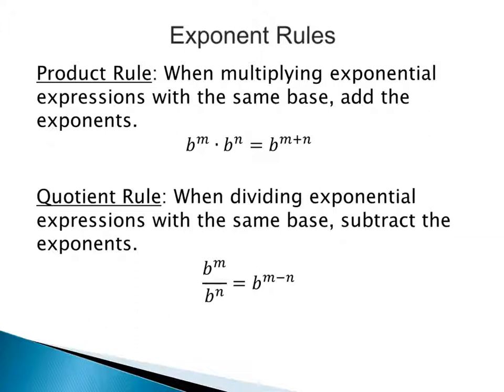Just two quick comments on this: they have to have the same base. So if you're multiplying an x squared and a y to the third, you do not do anything with those exponents. They have to have the same base. Also, the base stays the same after the operation is complete. So if you look at the product rule, b to the m times b to the n equals b to the m plus n, that base is still there. It's just your exponent that ends up changing.